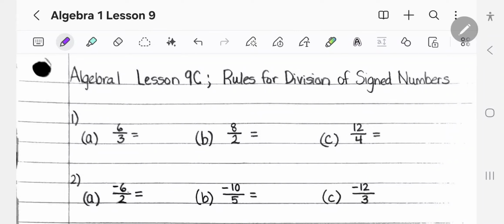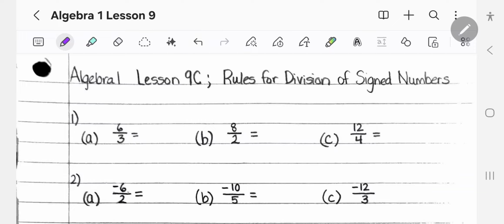This is Algebra 1, Lesson 9C, Rules for Division of Signed Numbers. In the last video, we talked about inverse operations. And since multiplication and division are inverse operations, our rules for the multiplication and division of signed numbers must be stated in such a way that these operations are inverse operations.